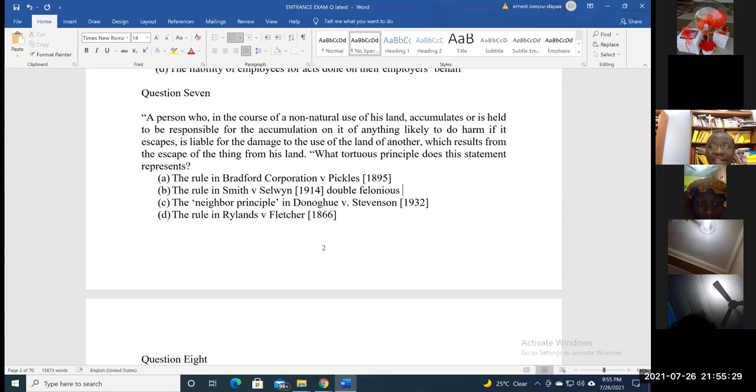So the duty of care had been held to be owed in a very limited number of instances. But we remember very well, I think it was 1932, when Lord Atkin, in his famous neighbor principle, said that whenever there is a proximate relationship between you and another, you should have that person in mind.